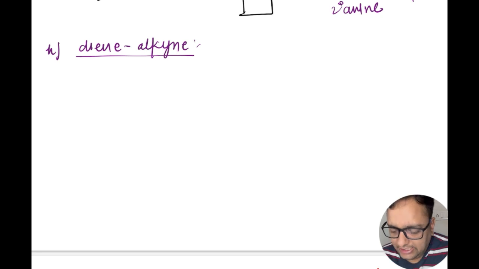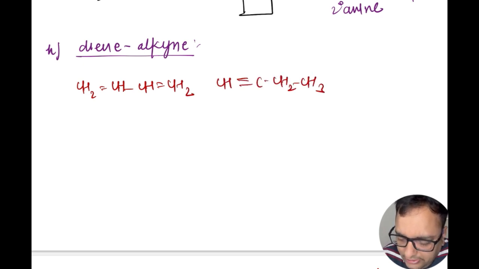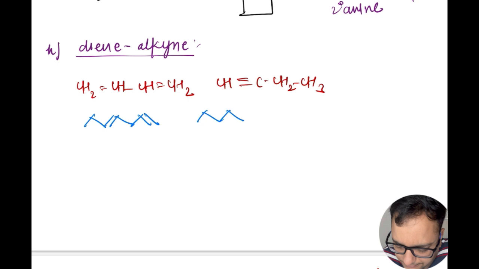Like, let's say diene and alkyne. Diene: CH2 double bond CH and CH double bond CH2. This is diene, and alkyne is CH triple bond C, then CH3. Next is this, and 1 2 3 4 5 6 7, 1 2 3 4 5 6 7. So this is diene and this is alkyne.